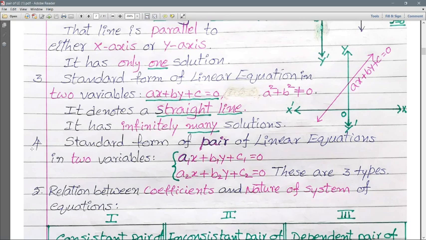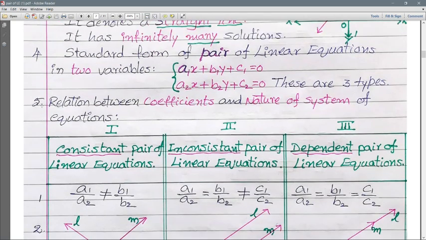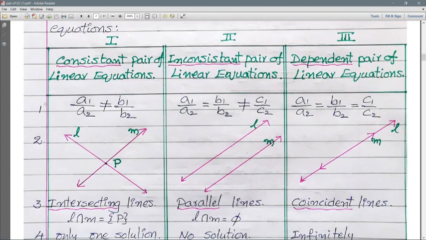Next, the fourth point is from our 10th class textbook. The standard form of a pair of linear equations in two variables is a1x plus b1y plus c1 is equal to 0 and a2x plus b2y plus c2 is equal to 0. These two lines are called a single pair. There are three types. Relation between coefficients and nature of system of equations. Let us see.